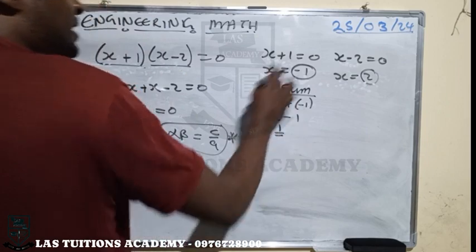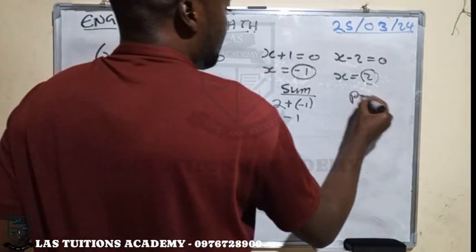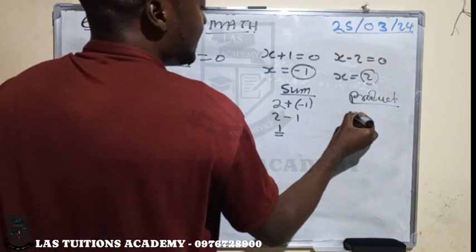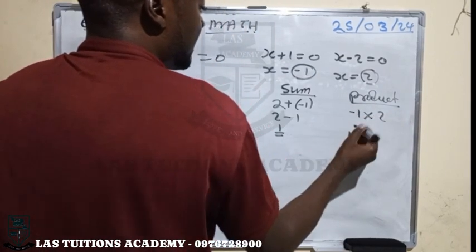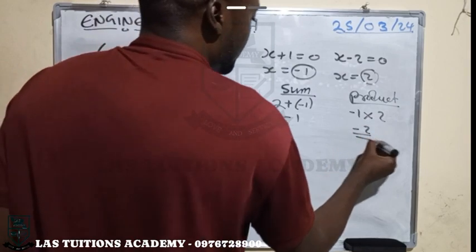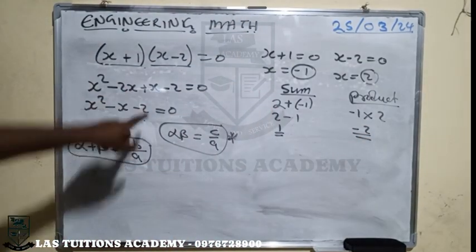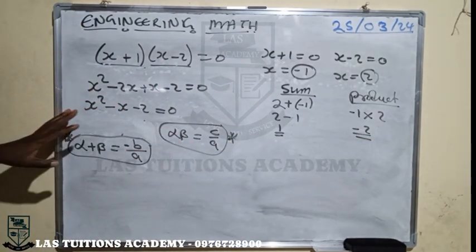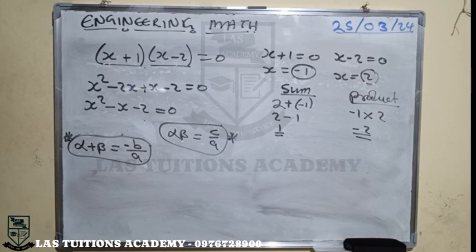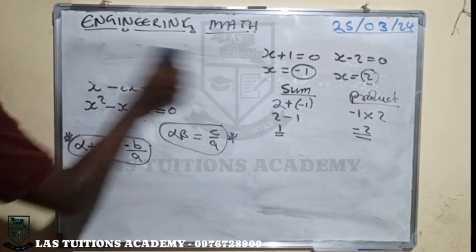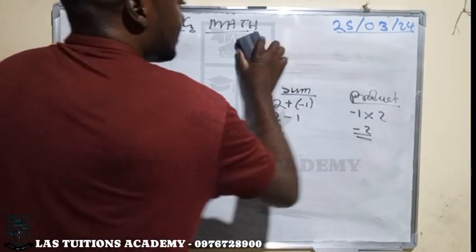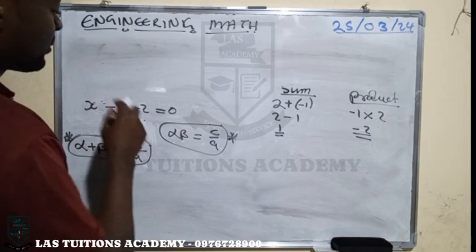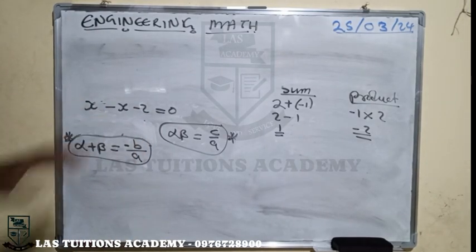What about the product? We're going to say negative 1 times 2. When we multiply this, we're going to get negative 2. So now let's try to go direct to this formula and see whether we're going to get this and that from here without solving. Let's assume we have not solved this one. We assume all this is not there. Even that is not there. We only have this equation, and we want to find the sum and the product of the roots of this equation. But we don't know the roots. We have not solved them.